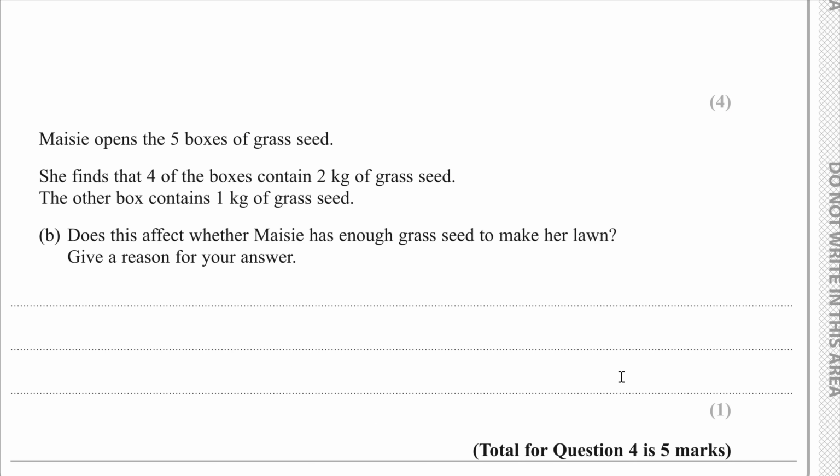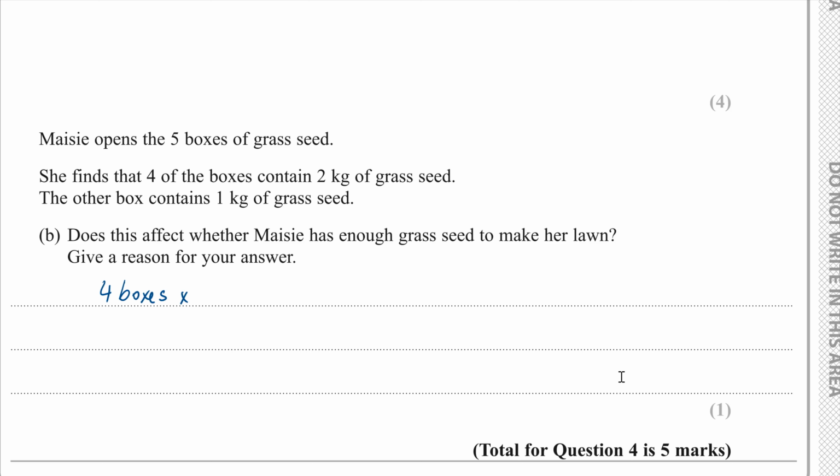Part B. Maisie opens the 5 boxes of grass seed. She finds that 4 of the boxes contain 2 kilograms of grass seed. The other box contains 1 kilogram of grass seed. Does this affect whether Maisie has enough grass seed to make her lawn? Give a reason for your answer.